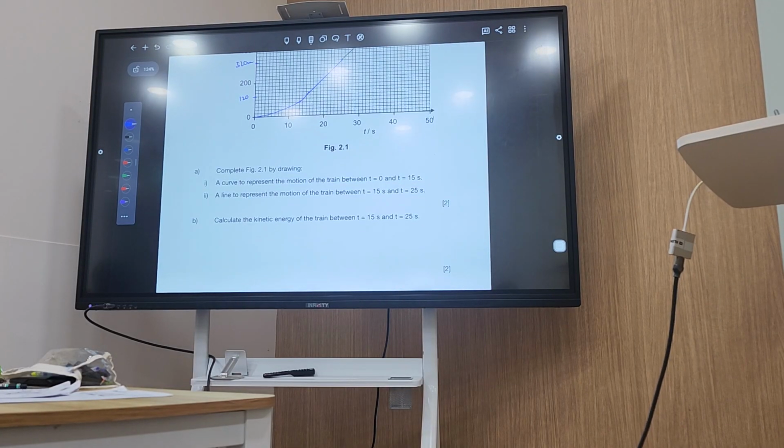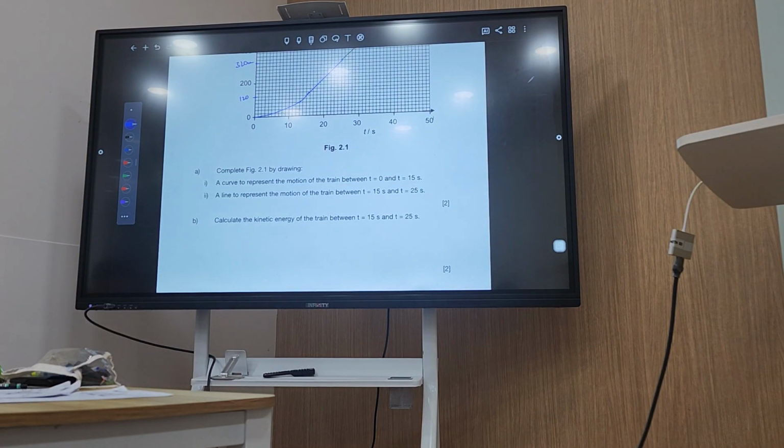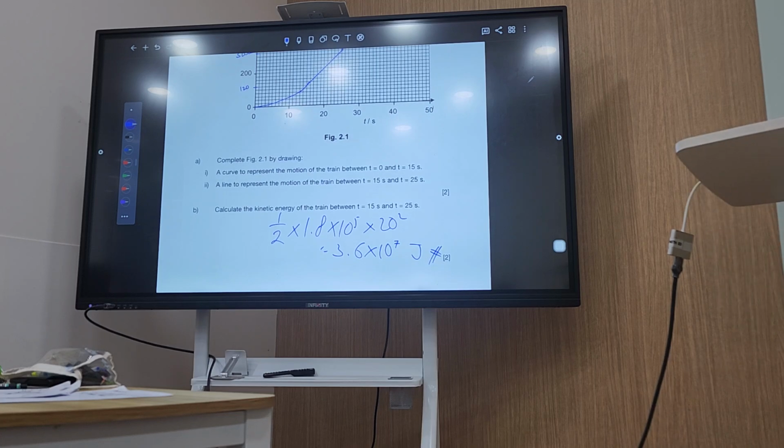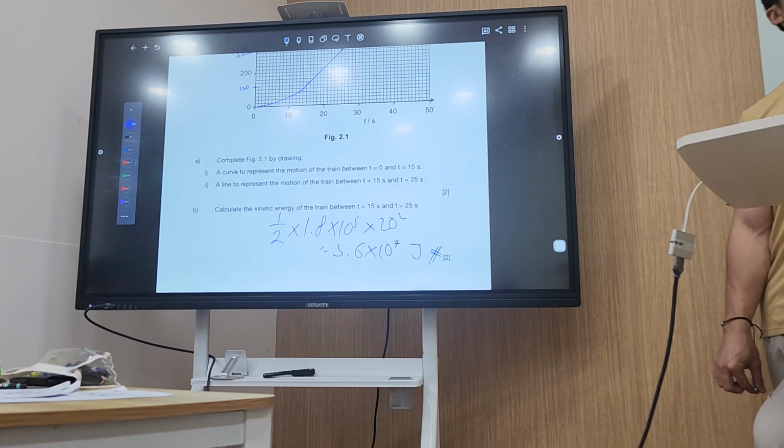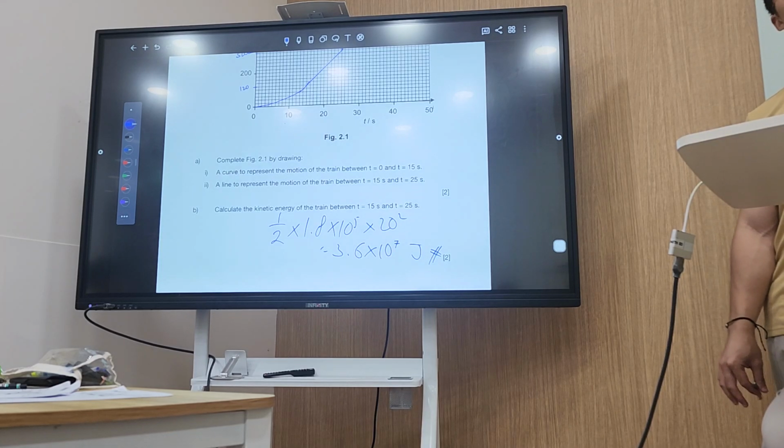Okay, calculate kinetic energy. Let's just do it. Half times 1.8 times 10 power 5, velocity of 20 squared. 3.6 times 10 power 7. Half mv squared. Are we okay? Shafiq?